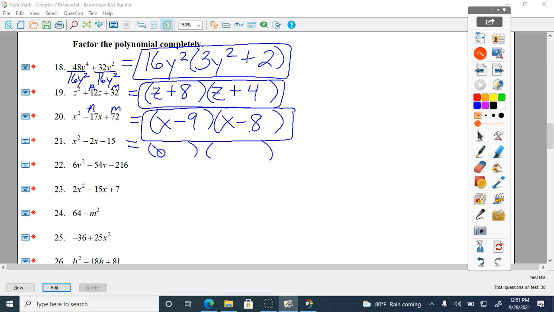Last one is the kind of easy one. We got x and x, two numbers that multiply to be negative 15, add up to be negative 2. You said what? Negative 5 and positive 3. Any questions on those first four? First four are pretty simple. Everybody good?